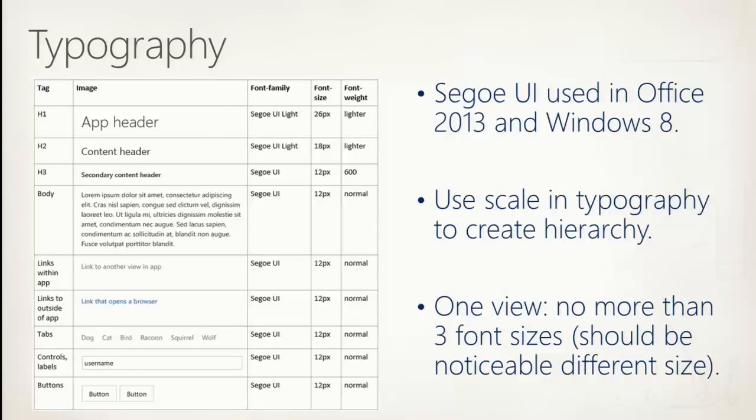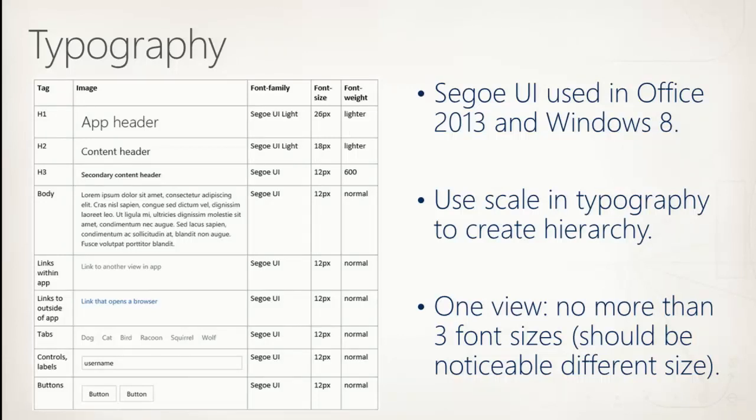As far as typography, Segoe UI is the font that we use in Office 2013 and Windows 8. We think it's really great, and we'd encourage you to use the fonts so that your apps really feel like they belong and they're a part of the Office experience.